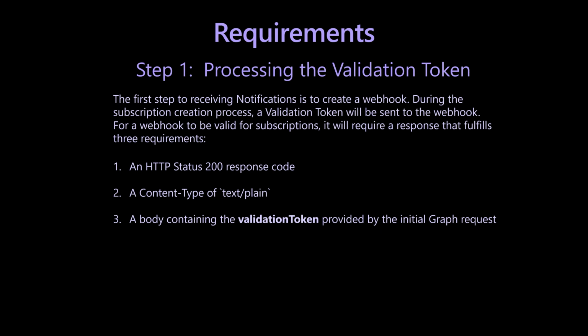The first requirement is a HTTP 200 status code. Second is it needs to be a content type of text/plain. And third, a body that contains the validation token provided by the initial Graph request. If any of these are not met, the subscription will not be created.